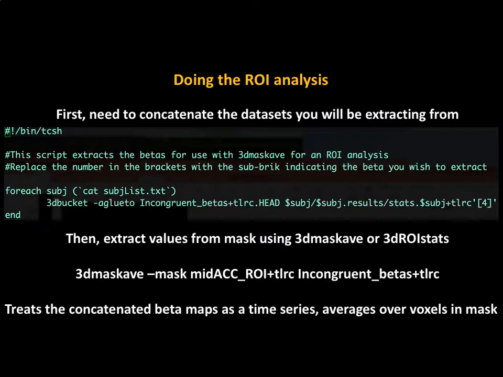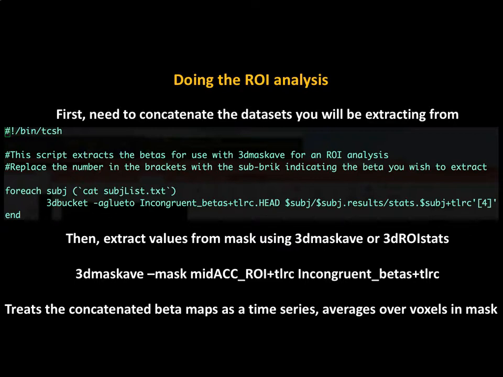Just repeating what I said before, this treats the concatenated beta maps as a time series, and then for each subject, averages over the voxels within the mask. Questions about this? This is the engine driving everything we're going to be doing with ROI analysis.